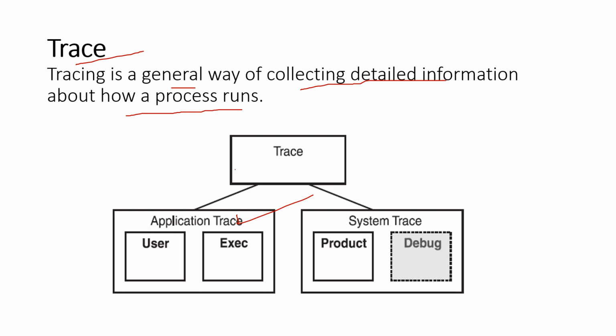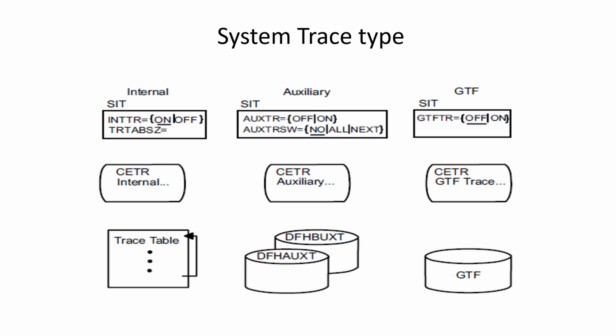So there are different types of trace. The first one is the application trace and the second one is the system trace. Our next topic is system trace type. You can set system tracing status by using appropriate system initialization parameters or by using the CETR transaction, or you can set trace type commands when CICS is running. You can use the CETR transaction and set trace type commands to make the changes. In the next slide we will discuss what is internal trace, auxiliary trace and GTF trace, what is the trace table and so on.